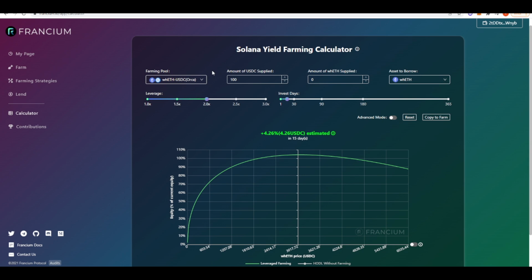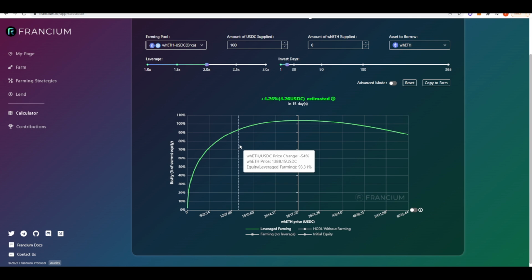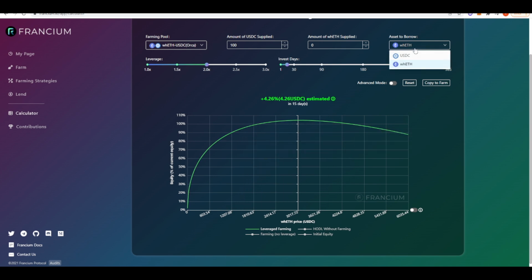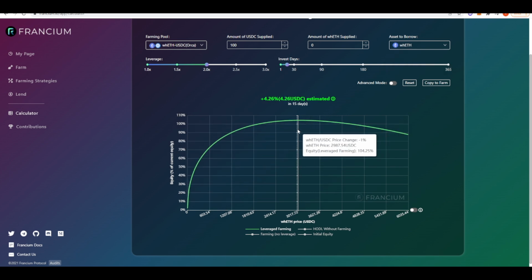So let me show you how it would look on the yield farming calculator with this borrow farming strategy. Let's choose wormhole ETH USDC on Orca. The asset to borrow will be wormhole ETH, and we'll have it at 2x leverage. You can see here that the equity curve is flat. If I change this to USDC, effectively you're leverage longing. If I change it to wormhole ETH, you're effectively going delta neutral. Well, you're going pseudo delta neutral.